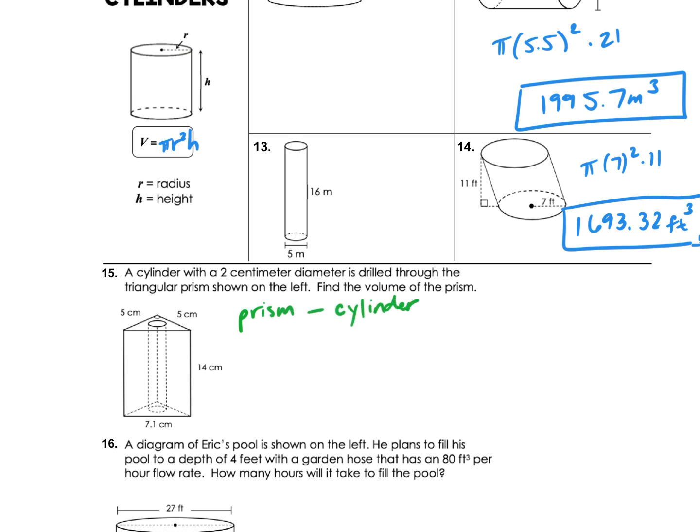So this is similar to when we were doing two-dimensional shaded figures. You're finding the area of the shaded region. This is somewhat similar to that. It's just using volume instead. Okay, so for the prism, we have our base is 5 and our height is 5. So 1/2 base times height, times the length.